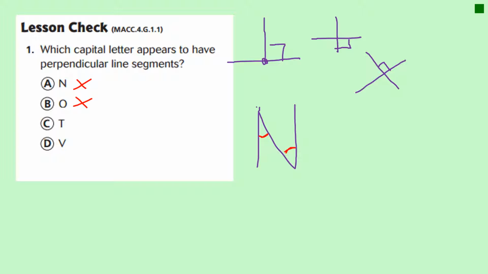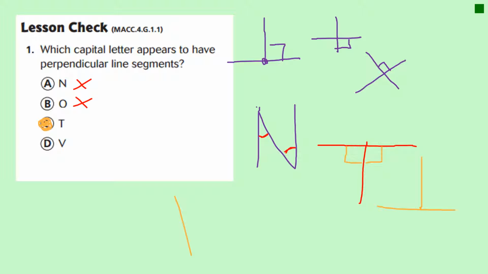Okay, now we have T. Let me put T. Do you see any right angles to make these perpendicular lines? I do. And you know what? T is actually the symbol for perpendicular, but just upside down. So T is definitely correct.